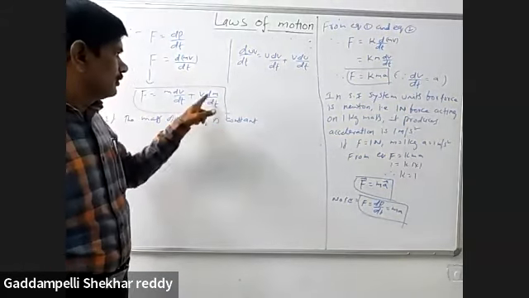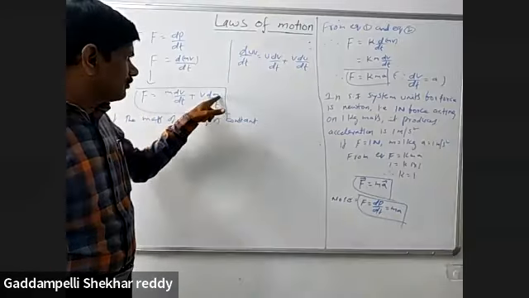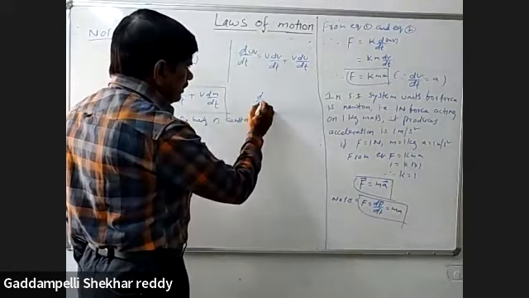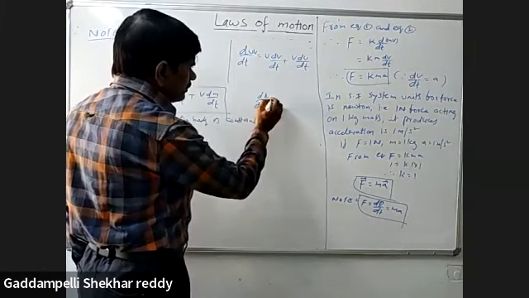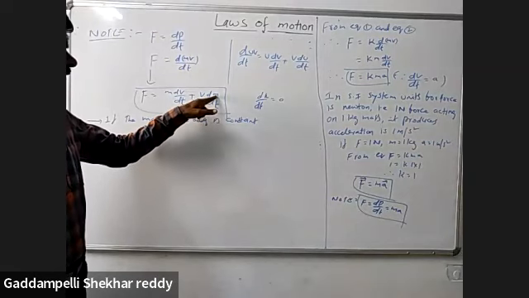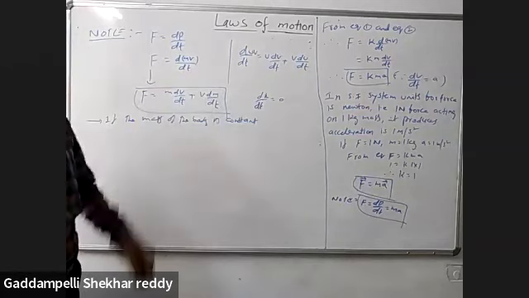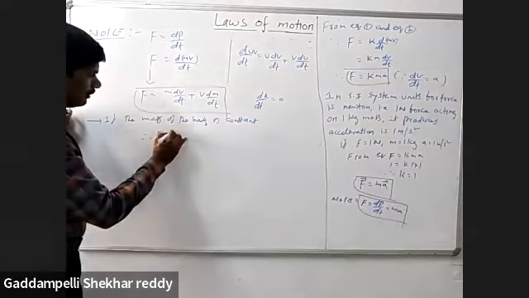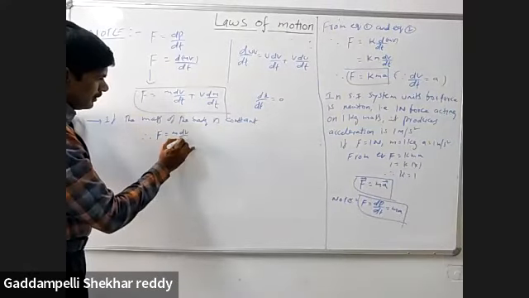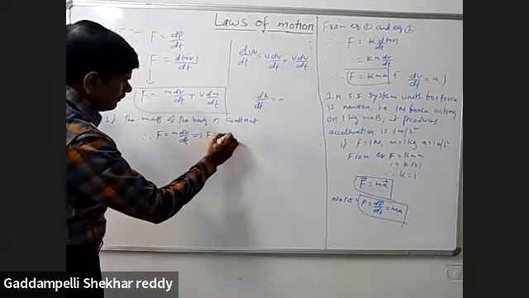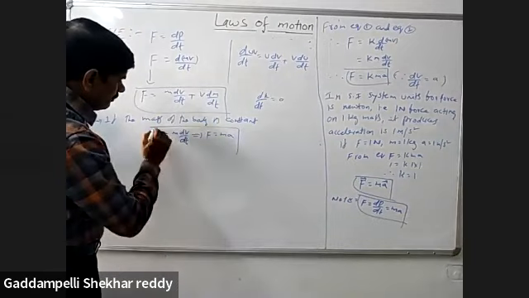Mass is constant, so d by dt of a constant value is zero. That means d by dt of k, a constant, is equal to 0. So since mass is constant, v dm by dt is zero, 0 into v becomes 0. So totally we get the equation: therefore, F is equal to m dv by dt. So it gives F is equal to ma.